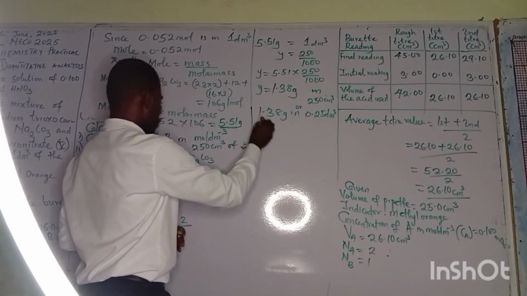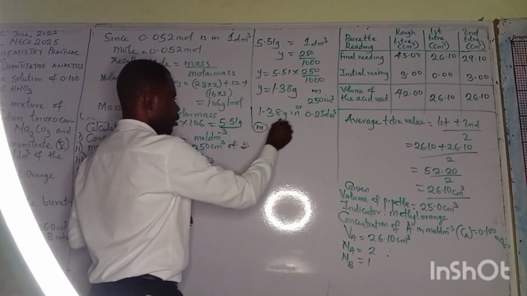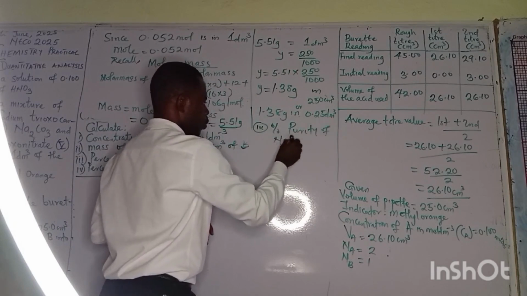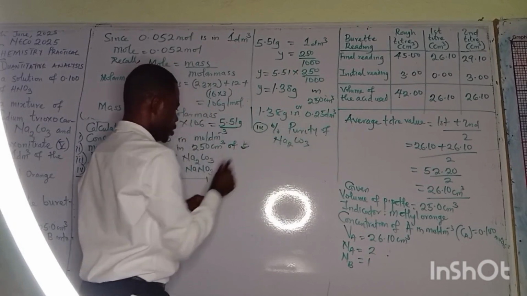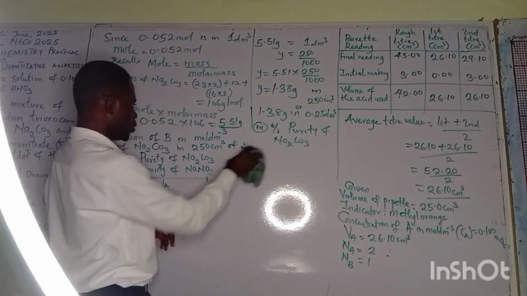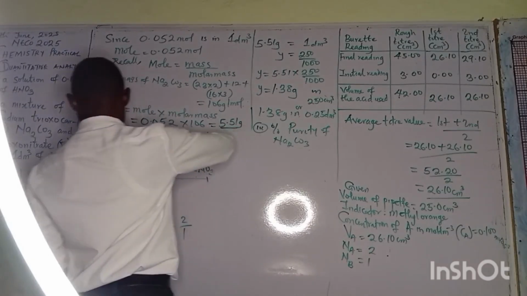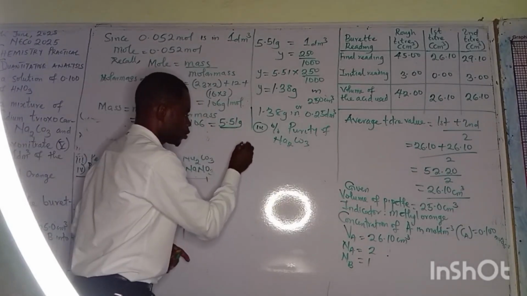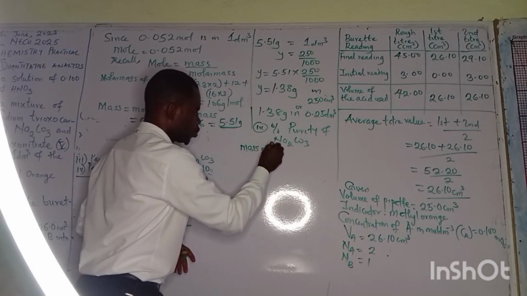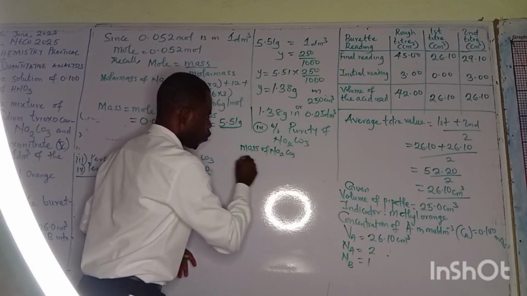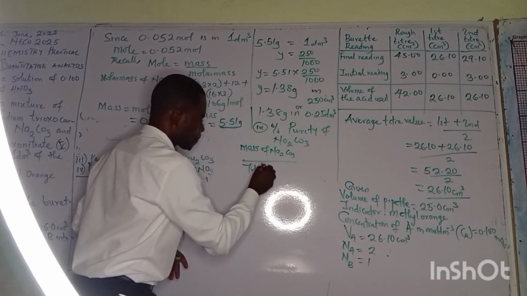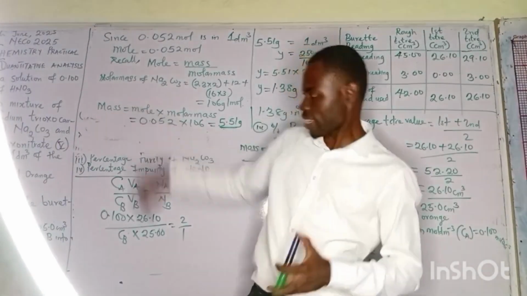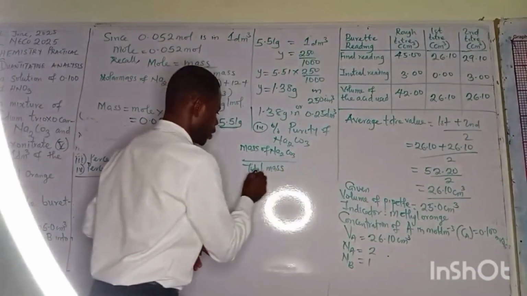So number 3 says to find the percentage purity of Na2CO3. Let me clear this place so that I have more space. I have mass of Na2CO3 over total mass of the sample. You may wonder that they gave us 8 grams. We have not used that 8 grams. Now it's time to use the 8 grams, as the total mass of sample.